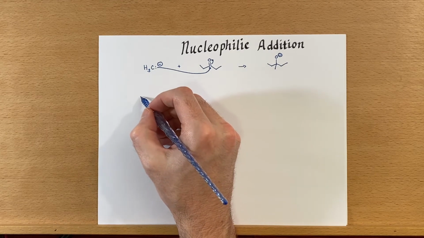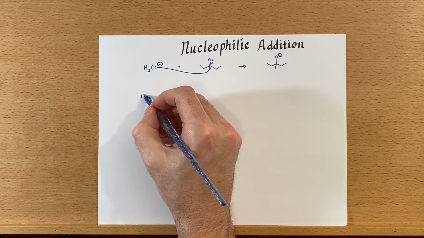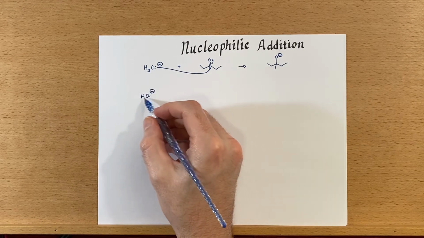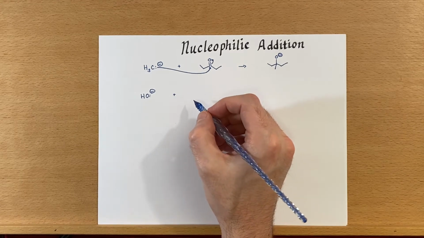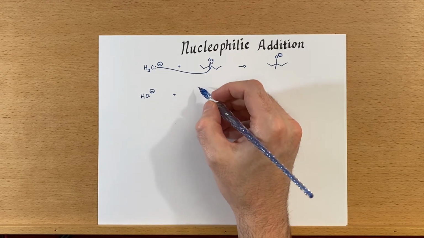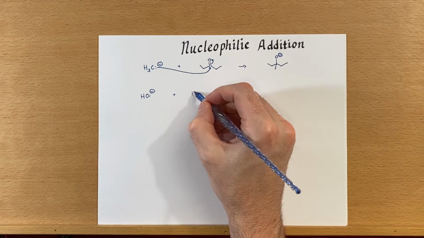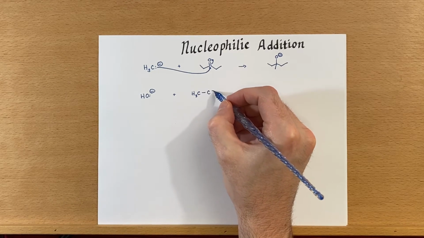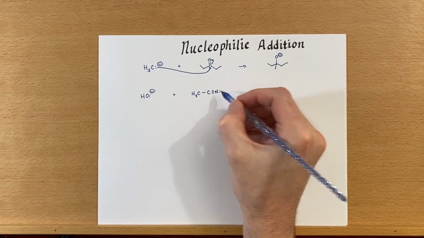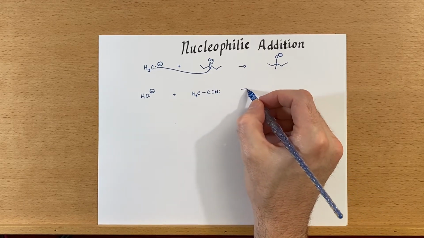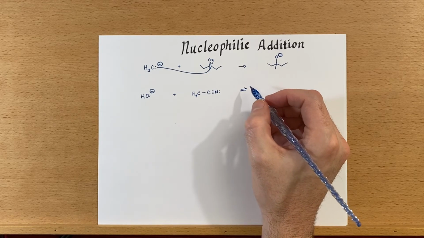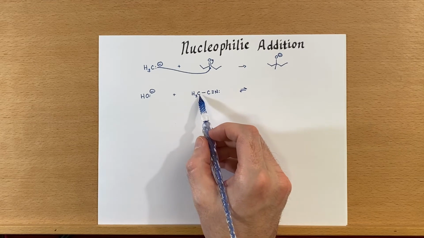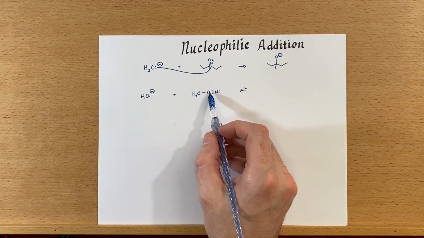Let's see here. Let's go with hydroxide. So we have hydroxide, and we'll add it to acetonitrile. This will be a reversible reaction. So, which carbon is this going to attack? Is it going to attack this one or this carbon?